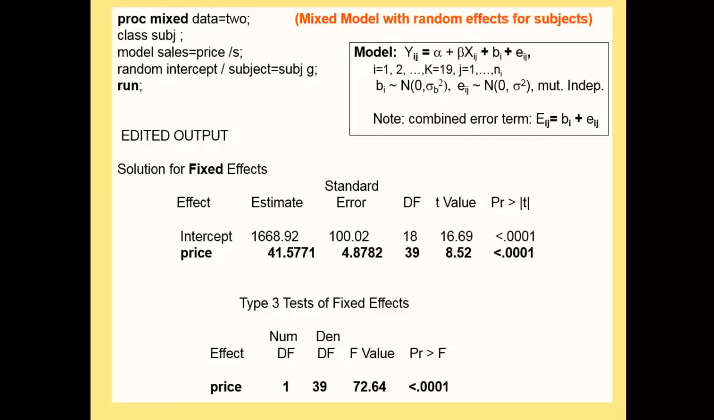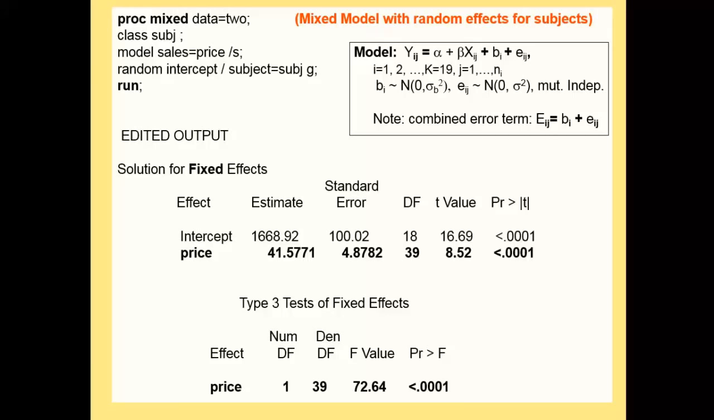Data equal to 2, same thing. Class subject, something I put in here, why, we'll have to talk about. Model sales price, so I'm just using sales price, and then I have /s, now the S tells the computer to give me the solution, give me the regression solution. And then I say random intercept. What do you think I'm doing here? Random intercept.